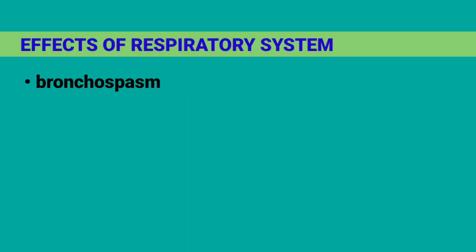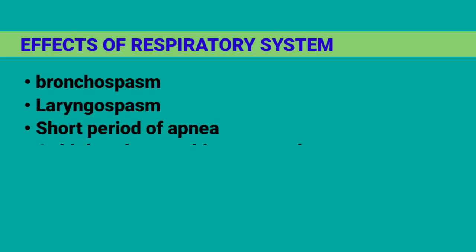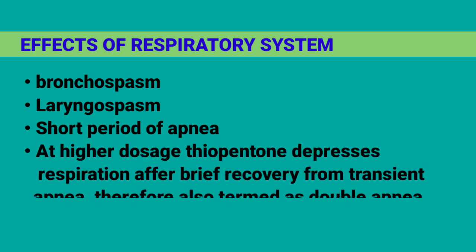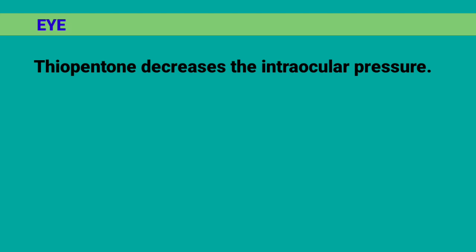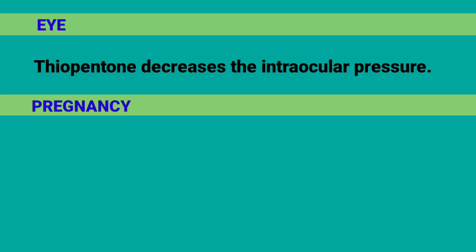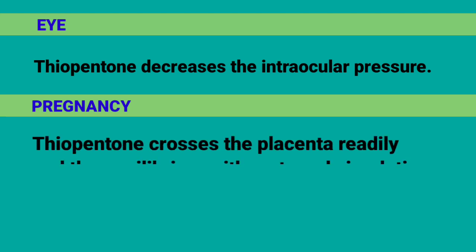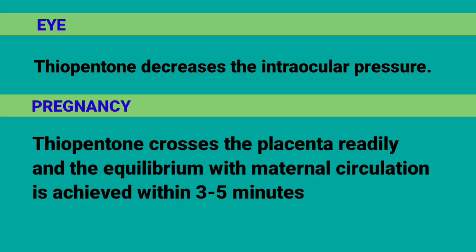Effects on respiratory system: bronchospasm, laryngospasm, short period of apnea. At higher dosage thiopentone depresses respiration after brief recovery from transient apnea, therefore also termed double apnea. Effects on eyes: thiopentone decreases the intraocular pressure. Effects in pregnancy: thiopentone crosses the placenta readily and equilibrium with maternal circulation is achieved within 3 to 5 minutes.